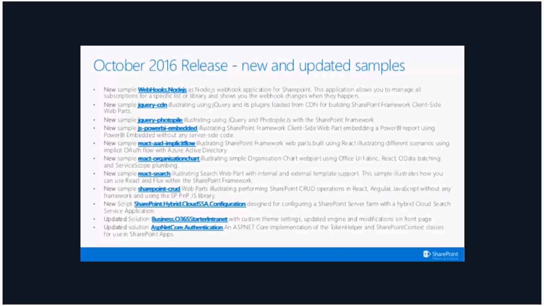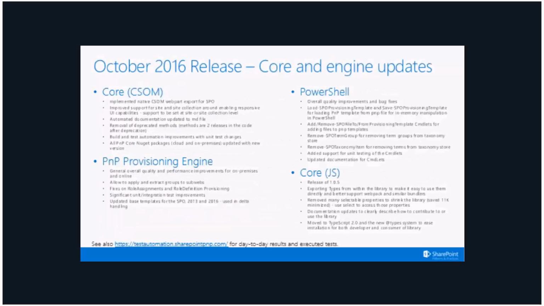Good. Some areas on the core PnP provisioning engine, PowerShell, and the core JavaScript side. Within the core component, there are not massive changes this month. It's more around polishing, and there were a few additional things included in the core component. The same thing applies to the PnP provisioning engine. There were some additional capabilities like applying and extracting groups from a subweb, but nothing massive within this release. It was more around getting the quality to the right level and doing the basic changes we do every single month.